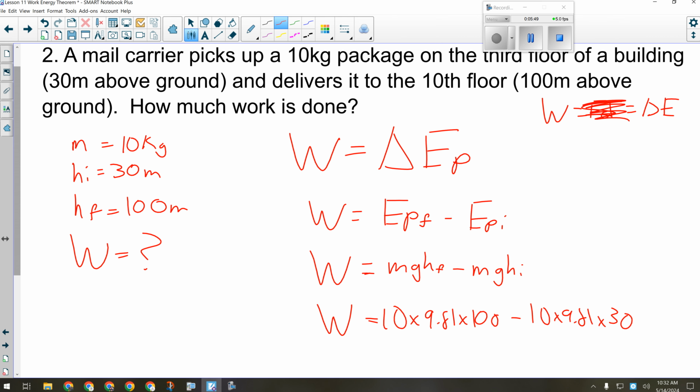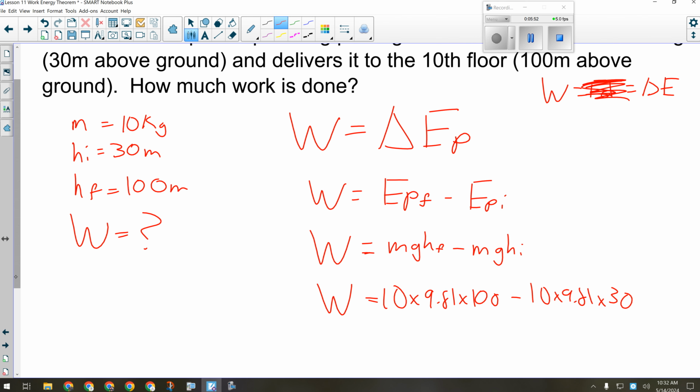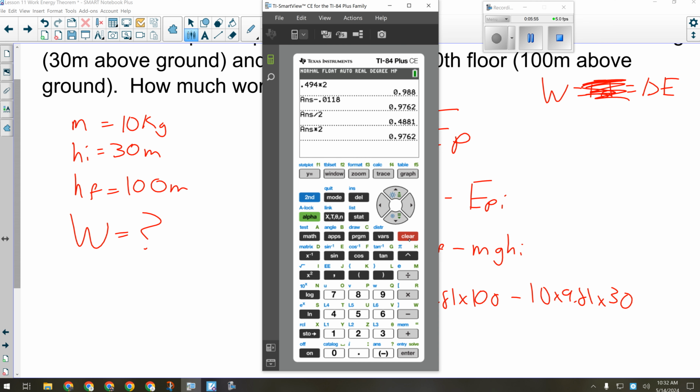Okay, so when I punch that into my calculator, you probably don't have to bracket it, but I generally do. Okay, so I'm going to have 9.81 times 10 times 100. Sorry, I did that in the wrong order. Doesn't matter though. Okay, minus 10 times 9.81 times, not minus, times 30. Okay, so there's my calculation. All right, 6,867 joules.